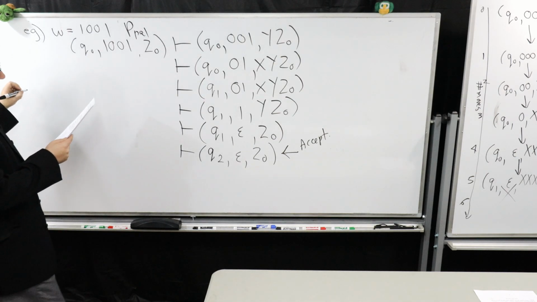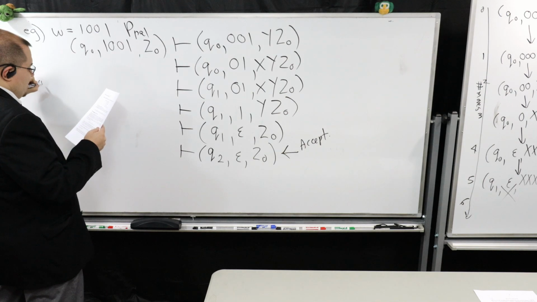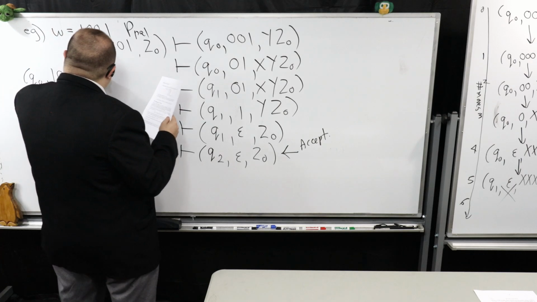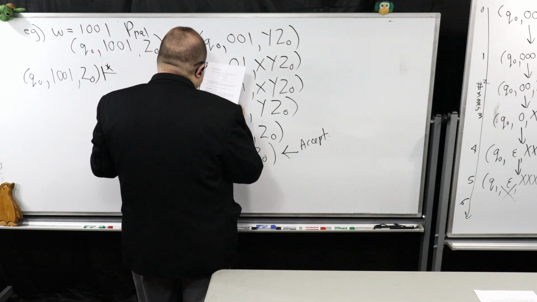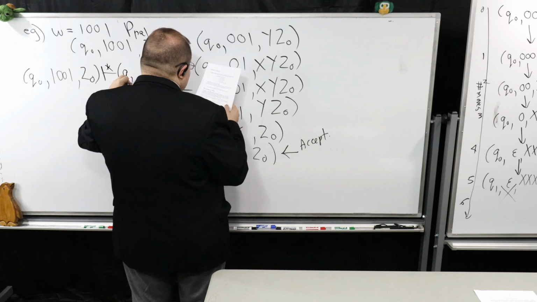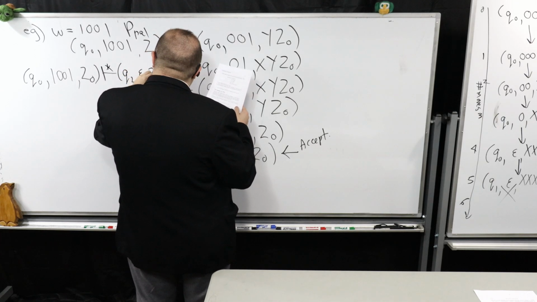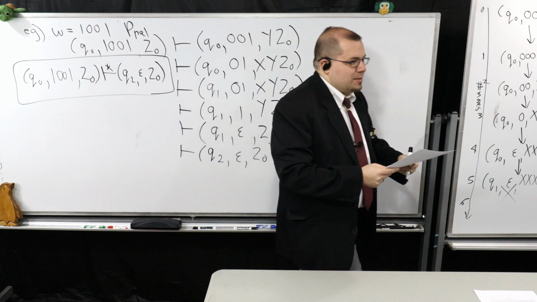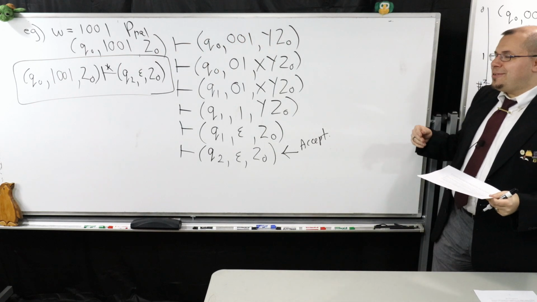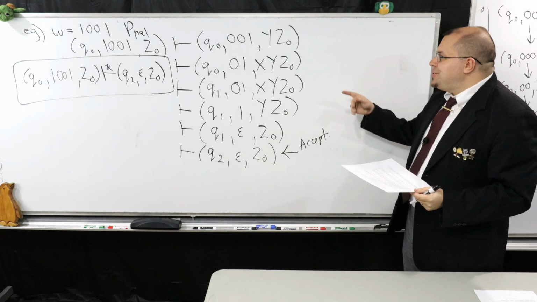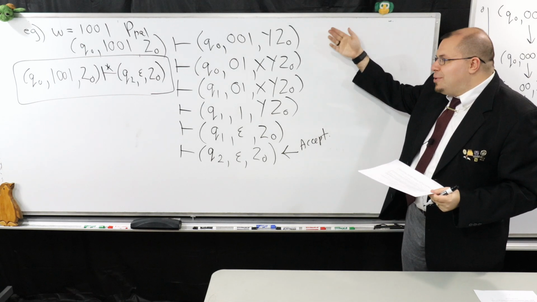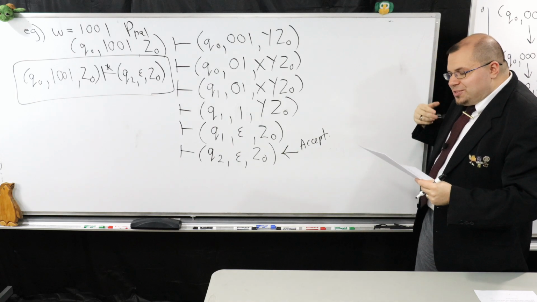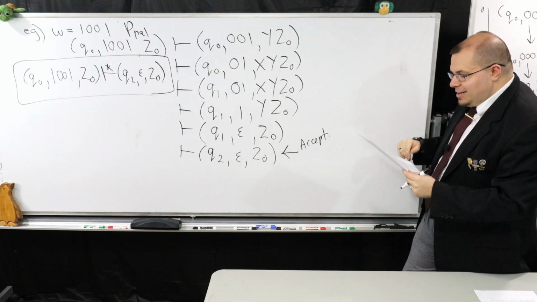So a more brief way I could describe this is I can just go Q0, 1, 0, 0, 1, Z0, and it moves to Q2, epsilon, Z0. This is the shorter way I could describe everything I just did right here. It's very much like when you're writing out algebra. You want to make sure you illustrate the most important parts of this process. So I just want to do an example to illustrate this idea for you.